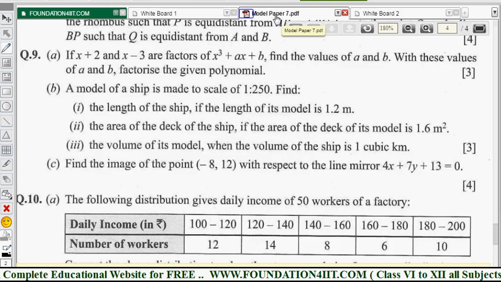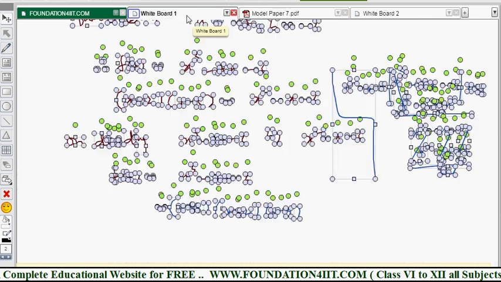And let us see next question in this. Find the image of the point minus 8 comma 12 with respect to the line mirror 4x plus 7y plus 13 is equal to 0. So let me show diagram and explain this how to solve.